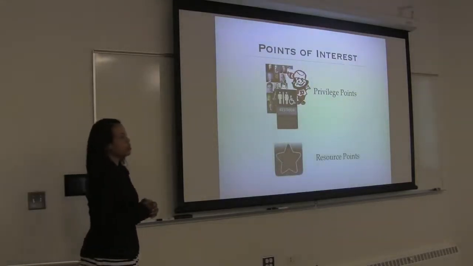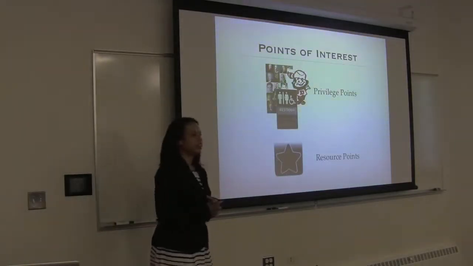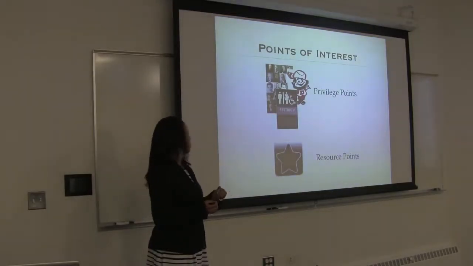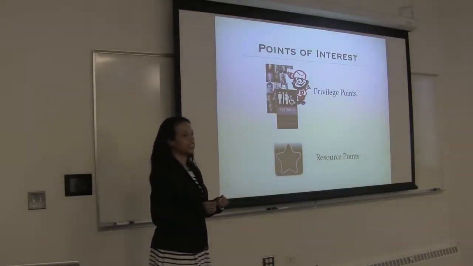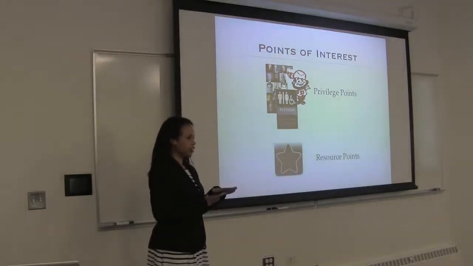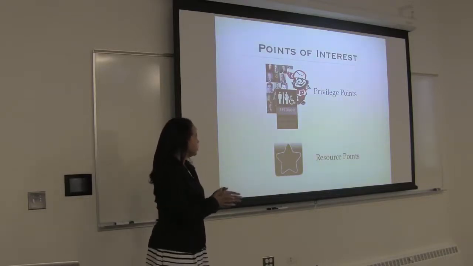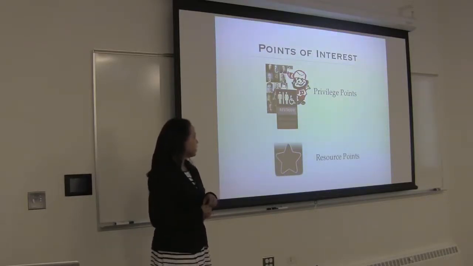And then the biggest challenge after I had tackled and understood Layar was really finding the points that I was going to highlight. I wanted to make sure that each point really captured the complexity of privilege and was more than just sitting on the surface. So I've got two different points of interest. I've got the privilege points and then the resource points, which are notated by the star icons.